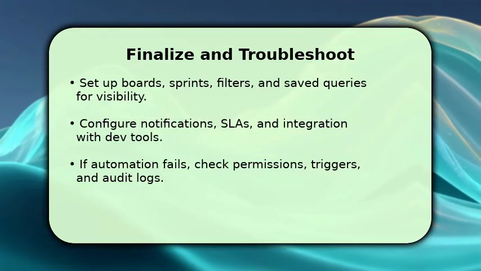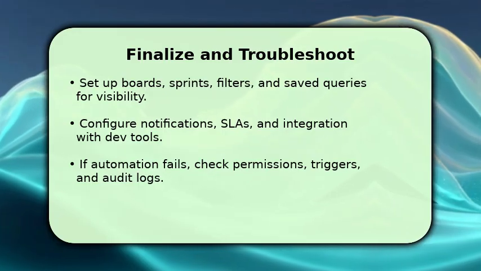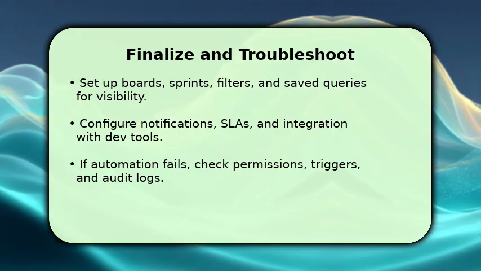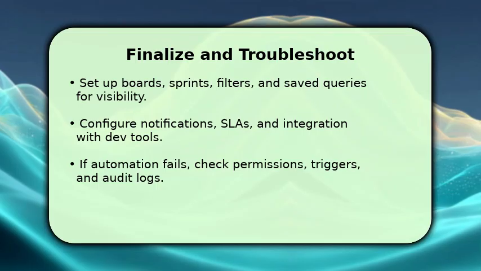If something breaks, start troubleshooting by reproducing the issue, then check project and global permissions, automation trigger conditions, and the audit logs for errors. If still unresolved, temporarily disable recent automations.